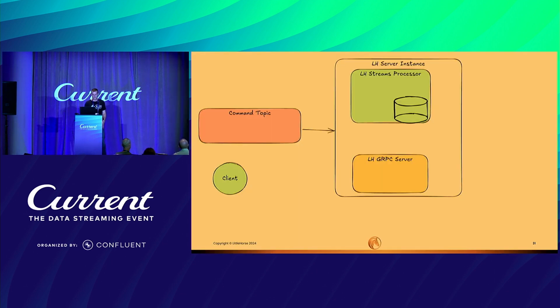Well, let's get into it. As you might have guessed by now, LittleHorse is a Kafka Streams application. We have a Kafka Streams topology. It's a very simple topology, actually, but it does a lot. The green box is our Kafka Streams processor. The yellow thing is a gRPC server.